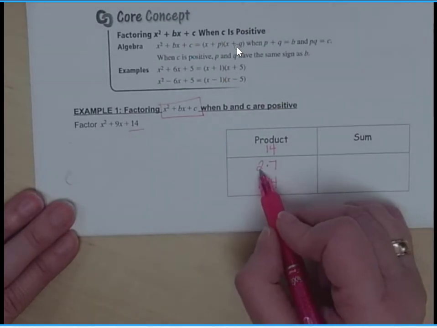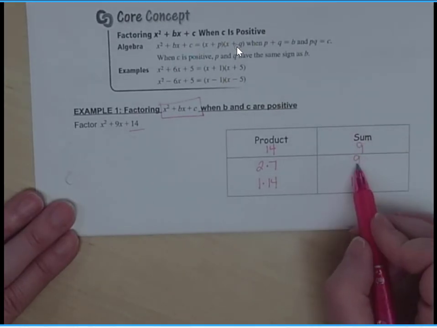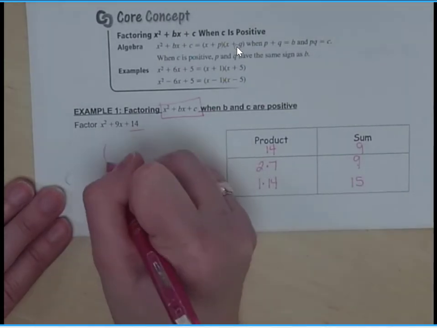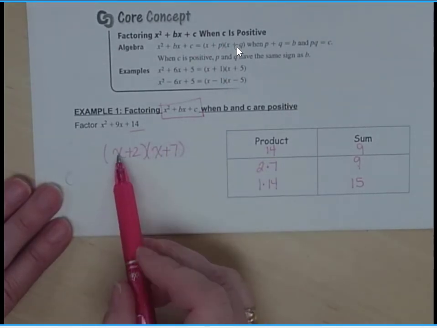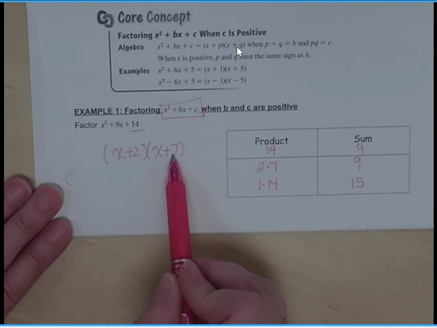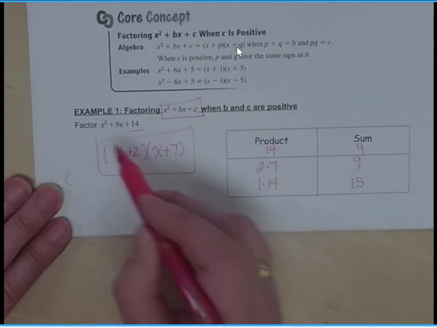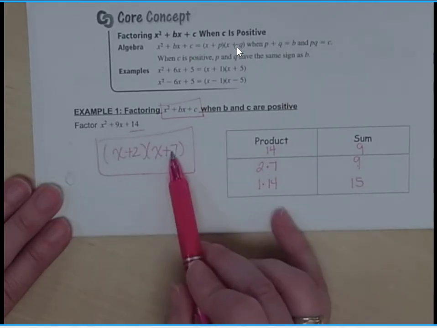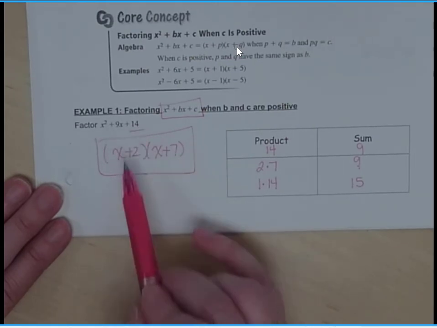So my sum here, 2 plus 7, well, that gives me 9. Here, this gives me 15. And I'm looking for a sum of 9. So that means this 2 and 7 will be my factored constant. So let's double check. X squared, 14, 7x, 2x gives me 9x. So by finding the product, those factors, and then adding those factors, I can quickly factor these here.